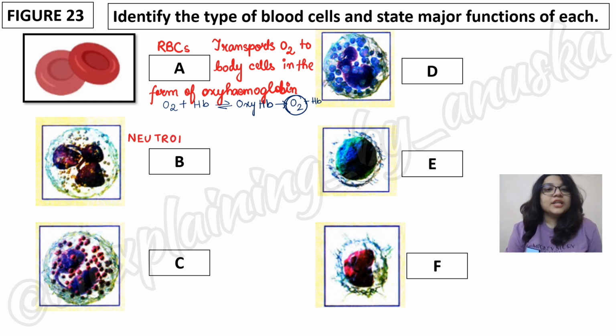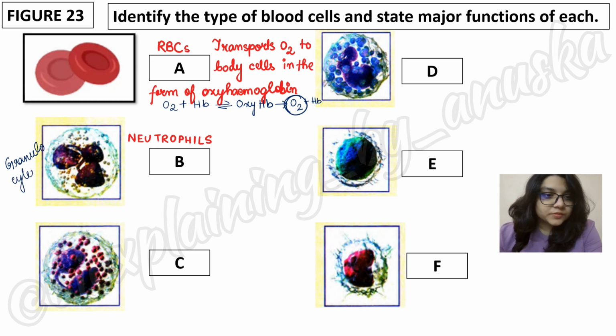B is your neutrophils. So, one thing, carefully note, B, C, D, E, F, all 5 are your WBCs, leukocytes, white blood cells. B, C, D, look into their cytoplasm. What do you find? You find small granules. So you call these to be what? They are your granulocytes. Okay. B also, C also, D also. All of these are granulocytes.